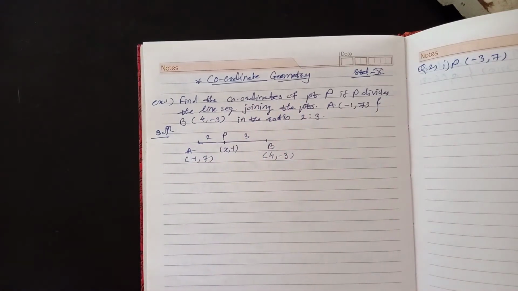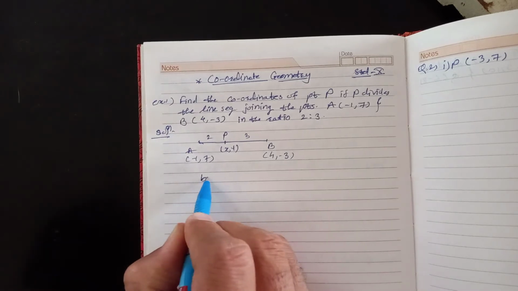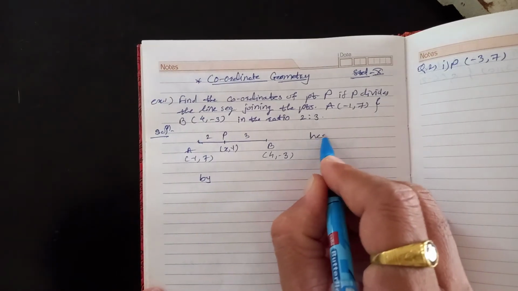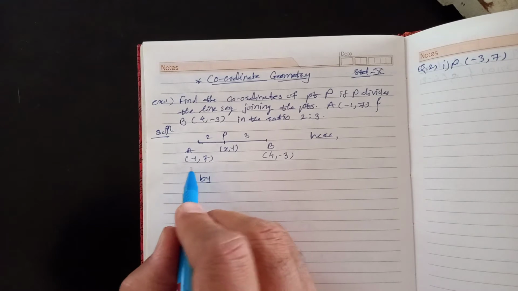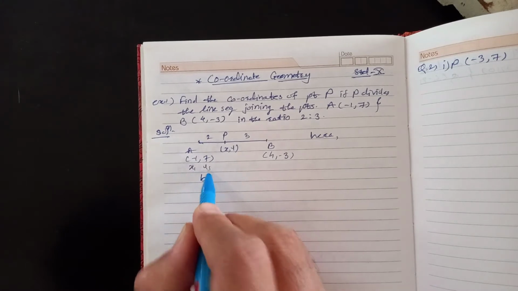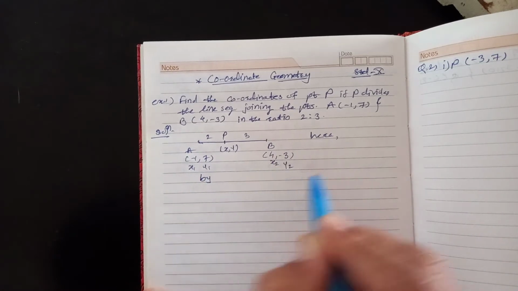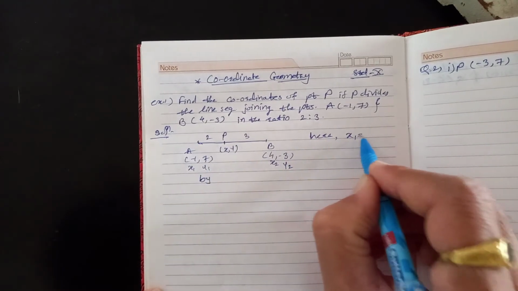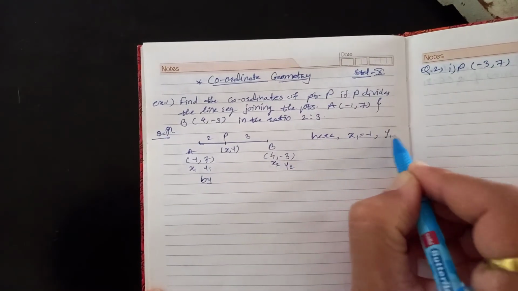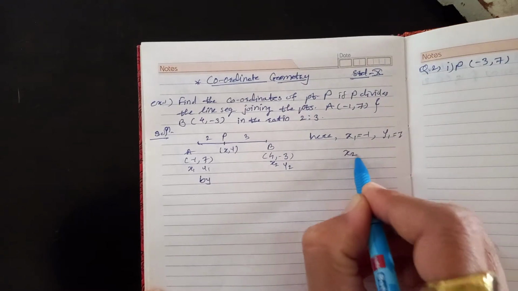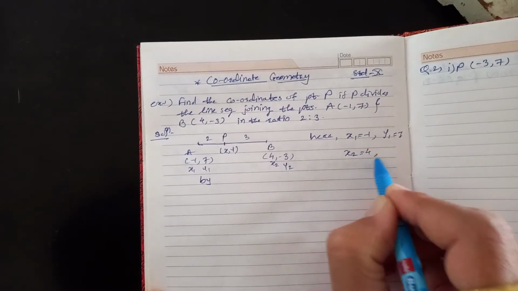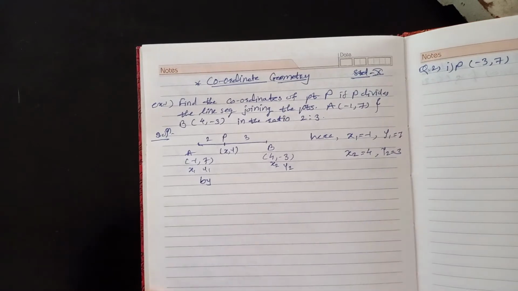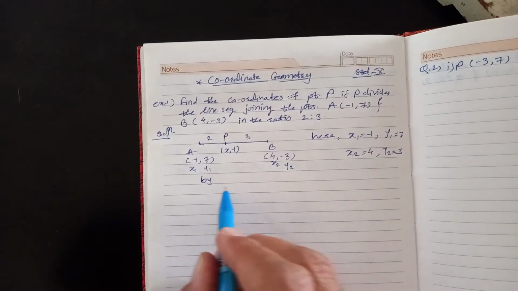So here you have to find the coordinate of this P, meaning x, y. You know the section formula, so here you can write the coordinates. Suppose A is x1, y1 and B is x2, y2. Here x1 is -1, y1 is 7, x2 is 4, and y2 is -3. So it is easy to write in the formula.